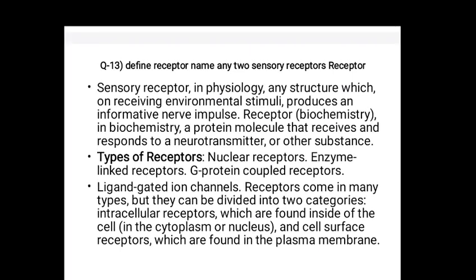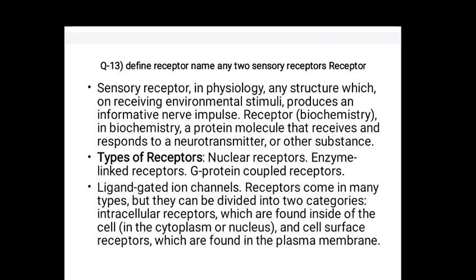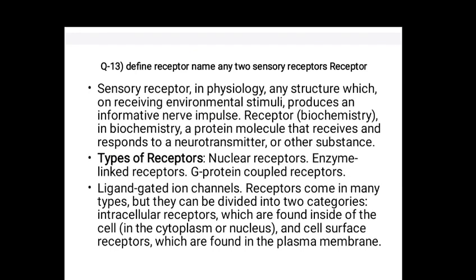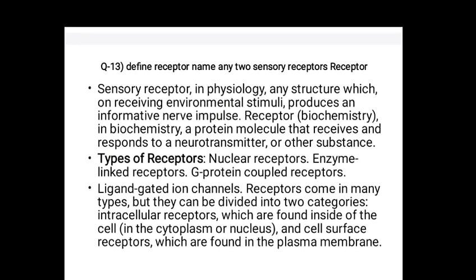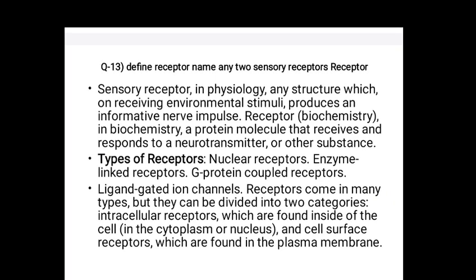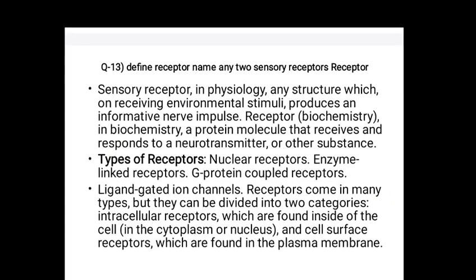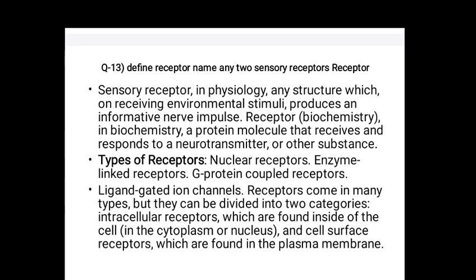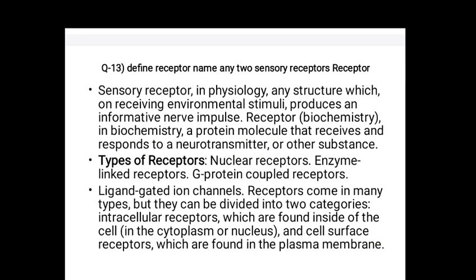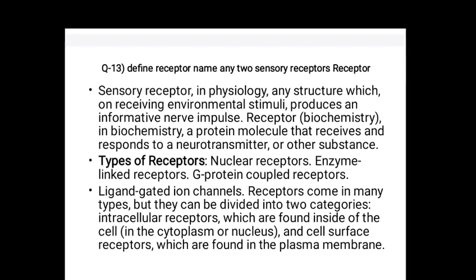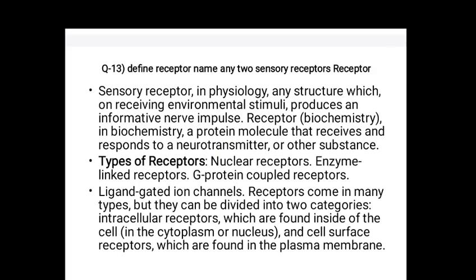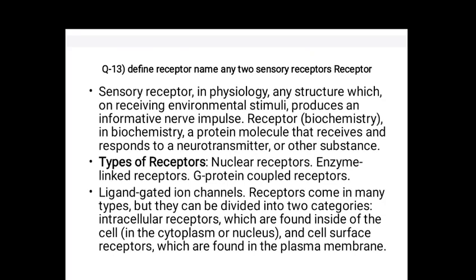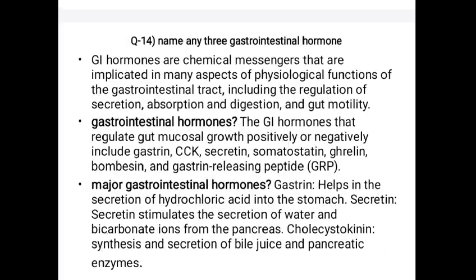Types of receptors: nuclear receptors, enzyme-linked receptors, G protein-coupled receptors, and ligand-gated ion channels. Receptors come in many types, but they can be divided into 2 categories: intracellular receptors, which are found inside the cell, and cell surface receptors, which are found in the plasma membrane.